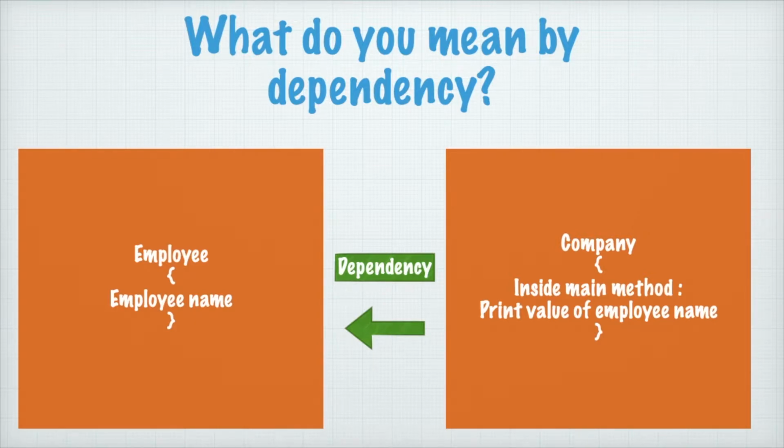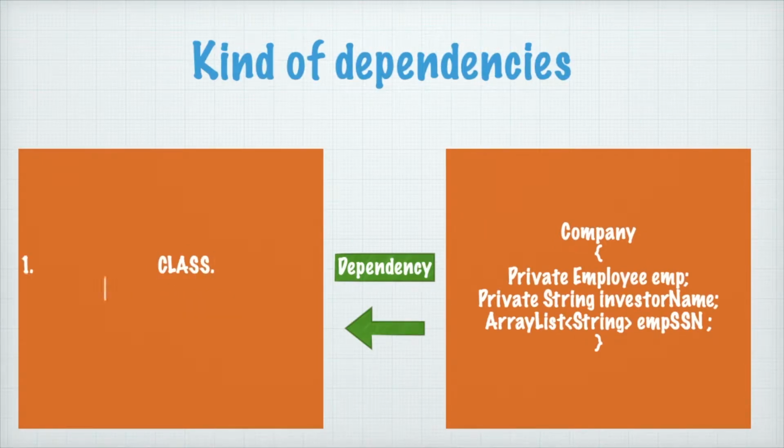Now let's see what kinds of dependencies a class can have. A class can have a dependency on a different class. Like in our previous example, we saw that company class has a dependency on the employee class. So the first point tells you that a class can be dependent on another class. You can see in the right side diagram, the orange box, private employee object. So in this case, company class is dependent on employee class. So we are taking a reference of employee here.